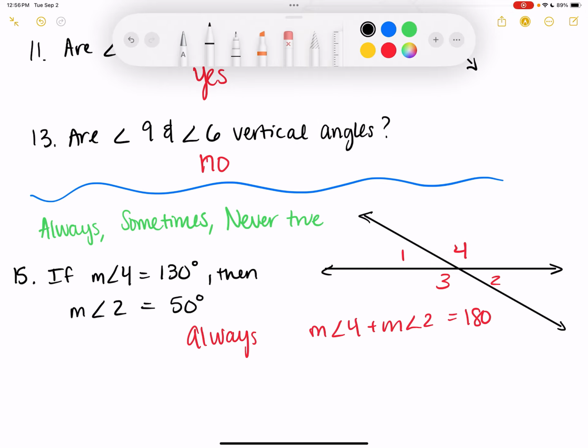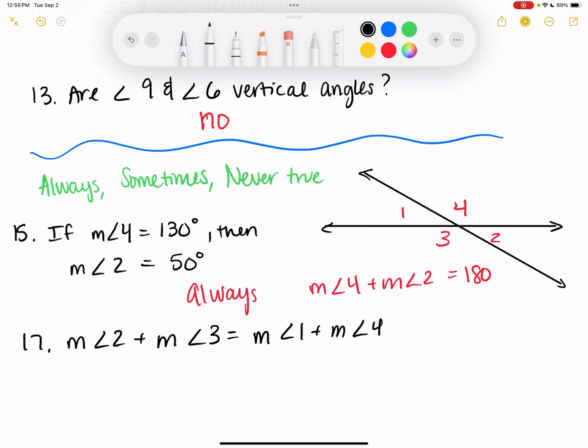17. The measure of angle 2 plus the measure of angle 3 is equal to the measure of angle 1 plus the measure of angle 4. So they're saying that these two angles here are equal to these two angles here. Is that always, sometimes, or never true? Always, because both sets should add up to 180. So this is always true.